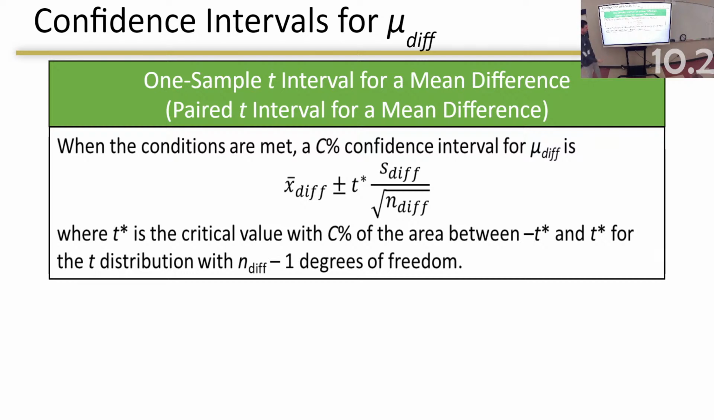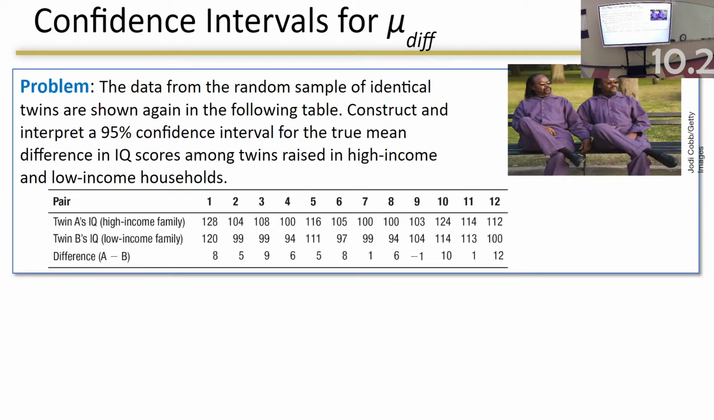Your degrees of freedom is N minus 1 because it's one sample. And that's the one that I told you is really hard. N minus 1.